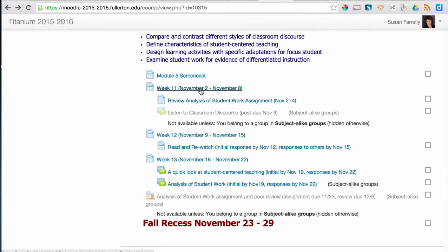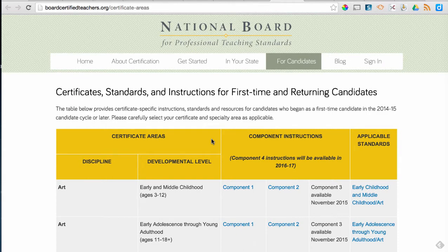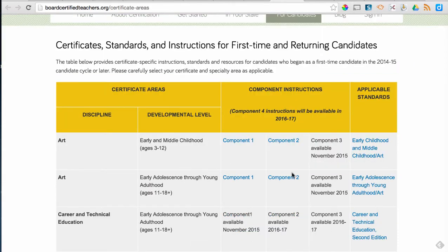Because this assignment is fairly complex, in week 11, a big portion of that week is spent actually looking at the Component 2 materials for your specific subject area. So you'll go into the certificate area, and this time, instead of looking at the standards, which we looked at earlier in the second module, we will be looking at the actual guidelines and questions and framework found in the Component 2 section of the instructions.